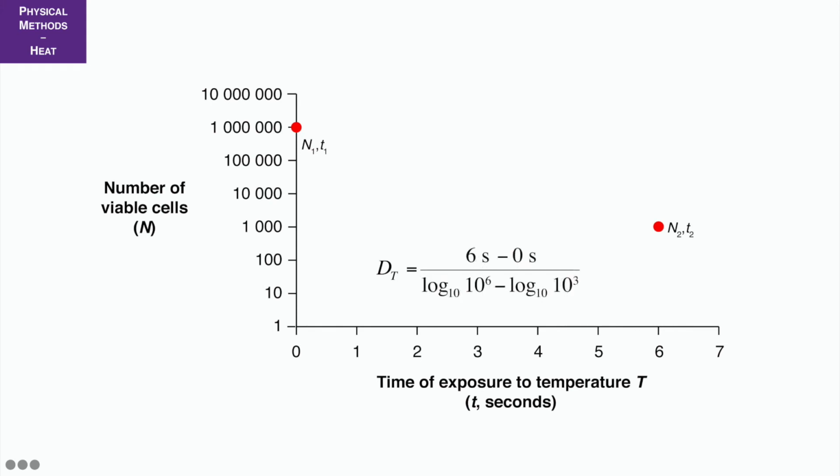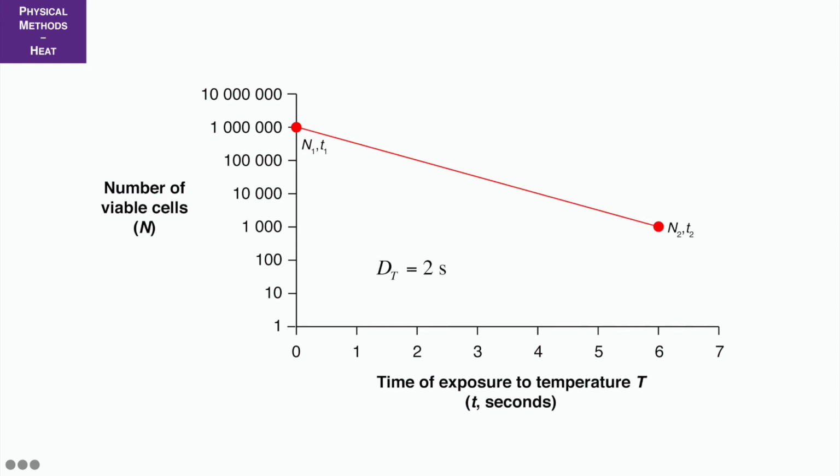We first enter the values for our two data points. Note that I'm expressing the number of viable cells in base 10 for clarity. By taking the base 10 logarithm of the viable cell numbers, we now get these values. We then simply do the subtractions to get the numerator and denominator. After dividing the numerator by the denominator, we get a decimal reduction time of 2 seconds.